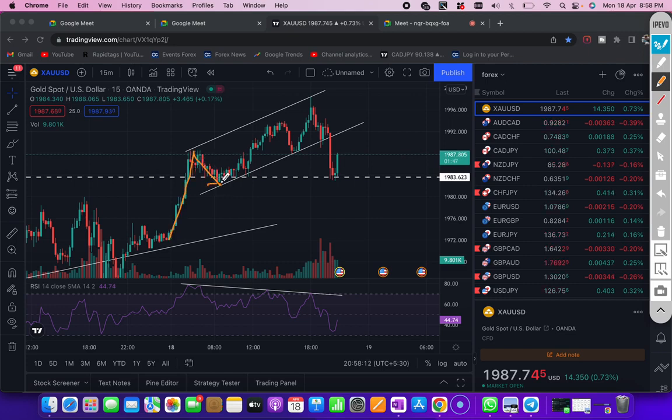Then it makes a low, goes up, makes again a low, goes up, and will make a low again. So the first target should be this level. Sorry, it is not the first target, it is the maximum target that you can make. And if it breaks this level, you just close the trade right now. I'm done with my target.